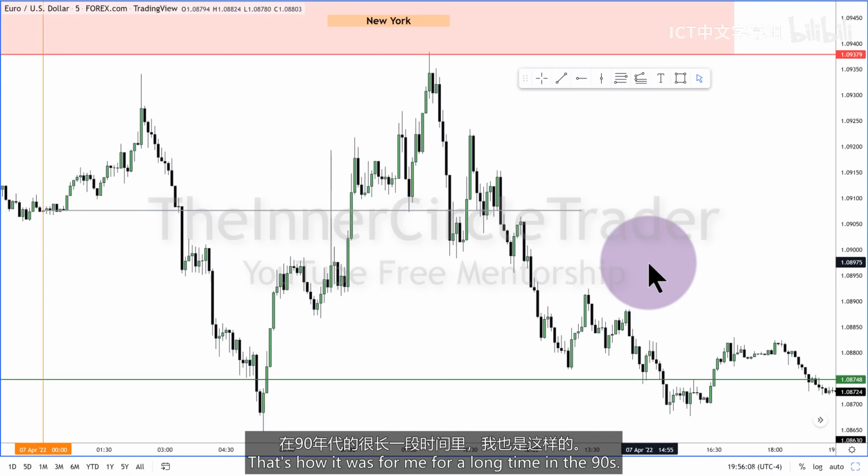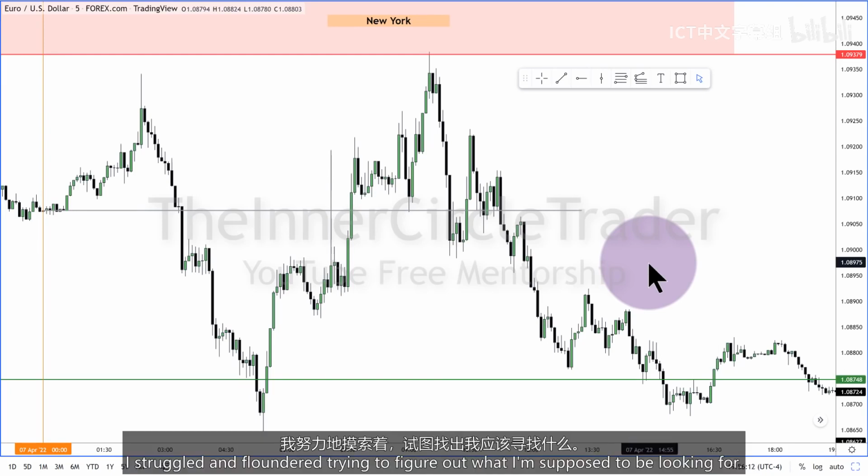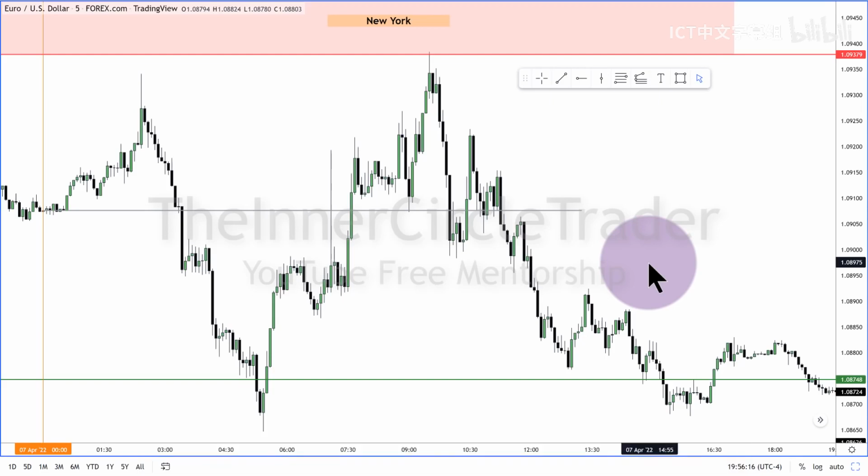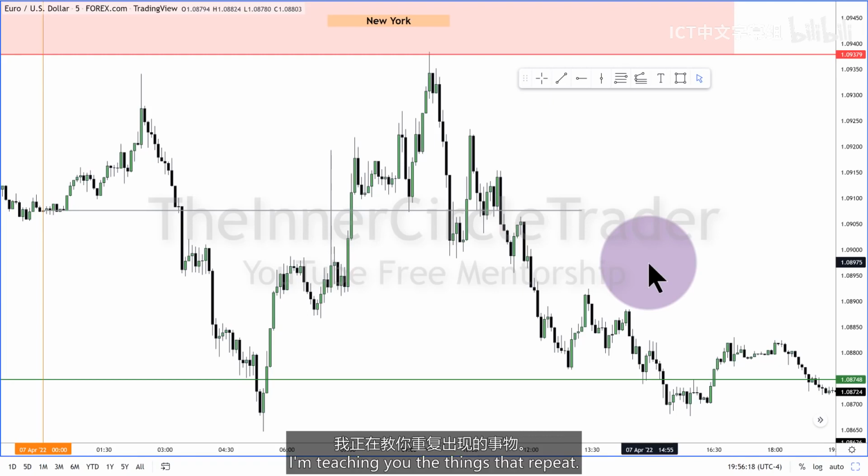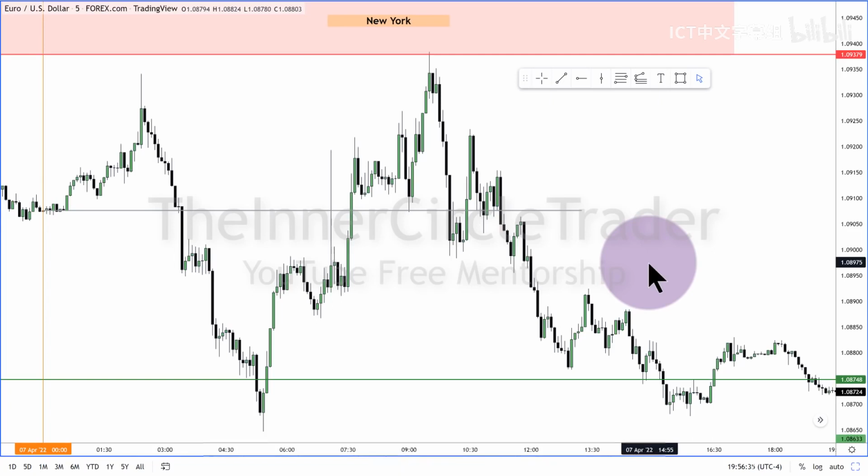That's normal. That's how it was for me for a long time in the 90s. For a long time, I struggled and floundered trying to figure out what I'm supposed to be looking for. I'm teaching you the things that repeat. Your job is to keep going into the chart, annotating them, and keeping a running log, a study journal, of what the price action has done and what you're observing. You can't get hurt because it's already happened. The move's already happened, so you're studying it.